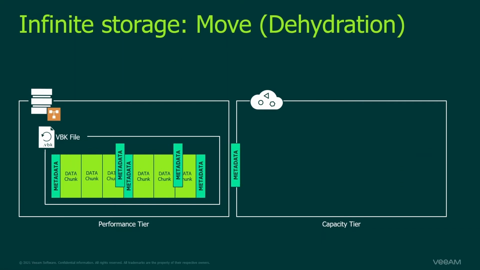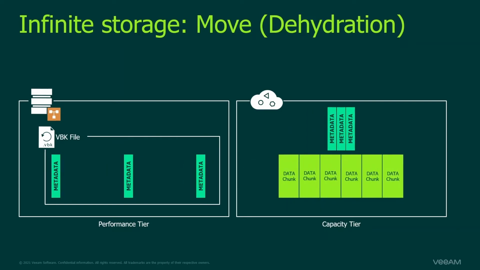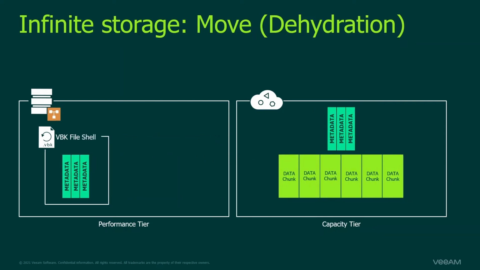We copy the metadata, we copy the data chunks, and later on we do a deletion, but we keep the metadata locally in the performance tier. Why we are doing that is because we want to know which data has been moved to the capacity tier, so that we don't do unnecessary reads and transactions on the capacity. That metadata is very small, so it doesn't cost you that much of storage.